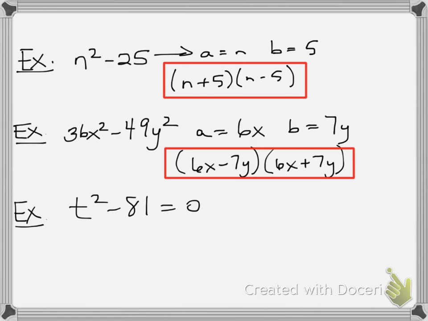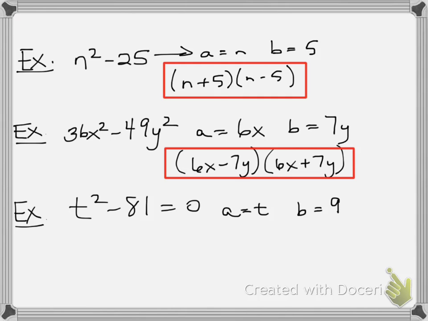Okay, and then last, I wanted to show you an example of solving a quadratic using this difference of squares. Do I have a difference of squares here? Yeah. A squared and b squared. A is t, right? And b is 9. Remember, it's not 81. It's the square root of 81, which is 9.